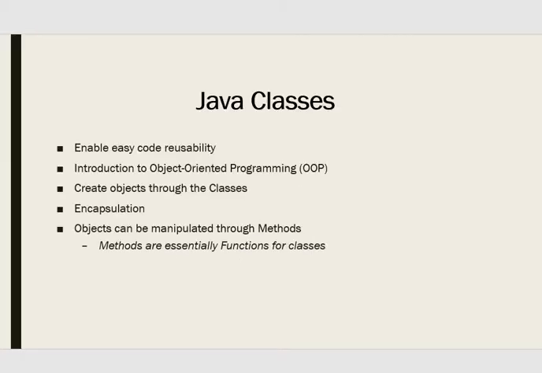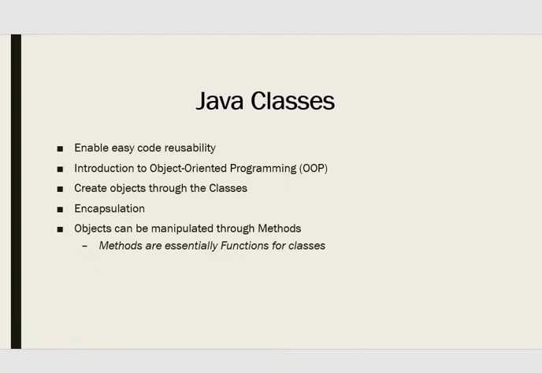A Java class is essentially, when we create a Java application, we have that main class, which is the static void main and the args. We can create other classes which can be added on and used from application to application. Through the classes we can create objects, and we can manipulate the objects through methods. Methods are essentially functions for classes. If you've taken any PHP classes, you'll know that the functions are essentially the same thing as methods.